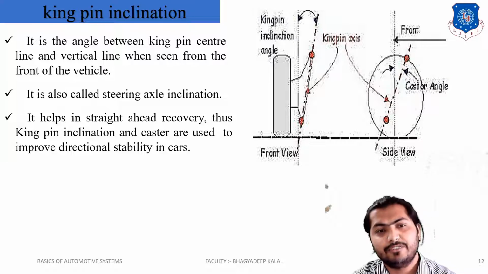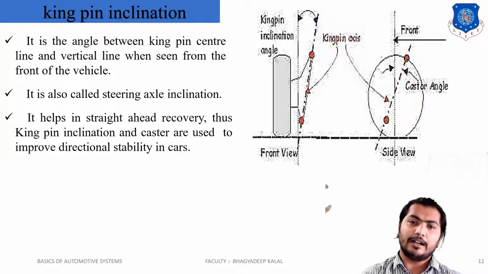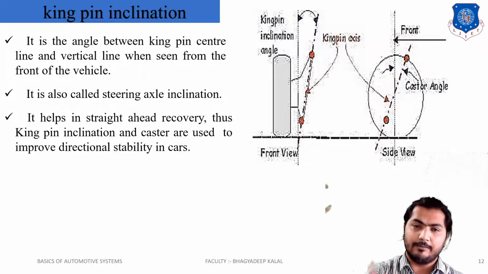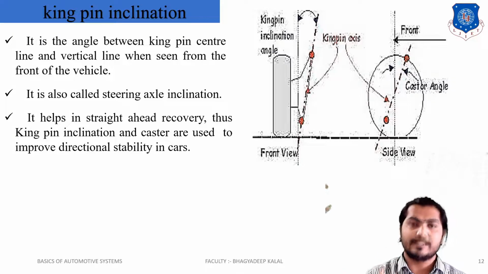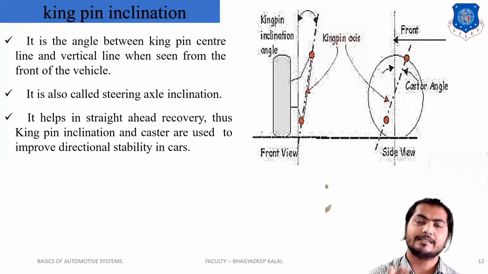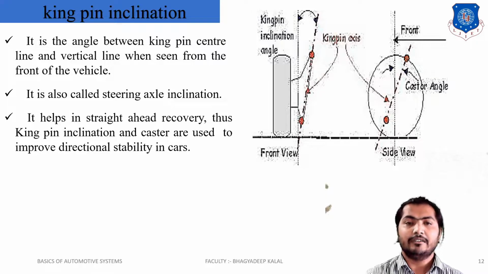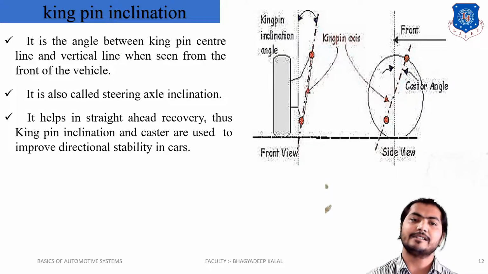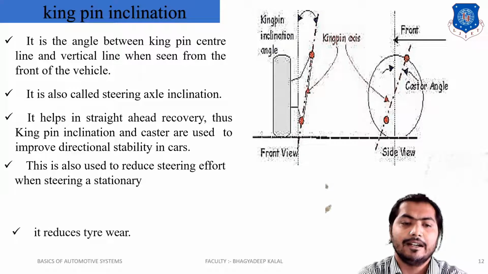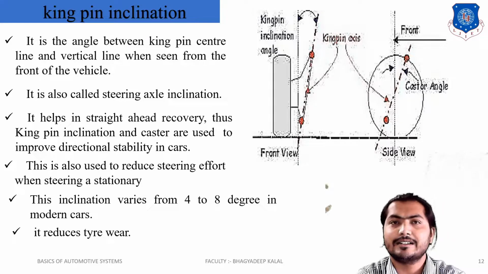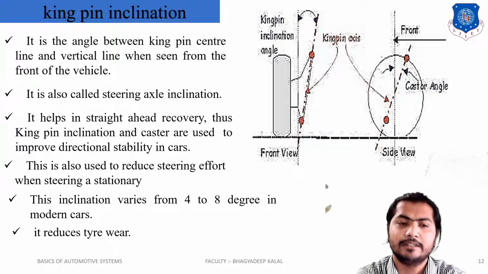So what is the effect of kingpin inclination? When you take a turn, the outer wheel or body is raised up due to the suspension system. When the steering is turned left and the turn is completed, the vehicle weight comes back onto the steering, so stability increases due to kingpin inclination. It also reduces steering effort when the vehicle is stationary, and it reduces tire wear. This inclination varies from 4 to 8 degrees in modern cars.